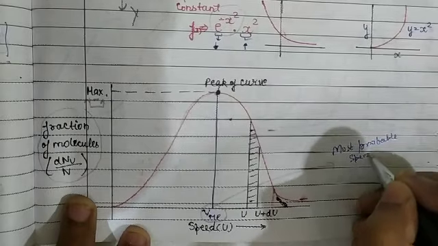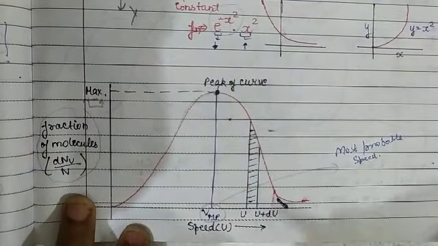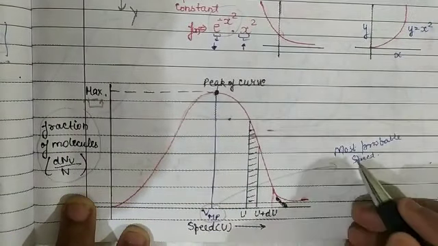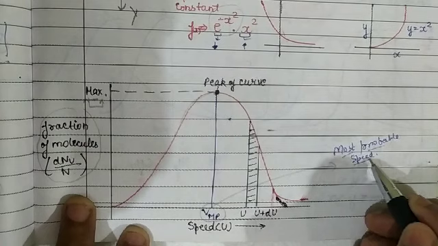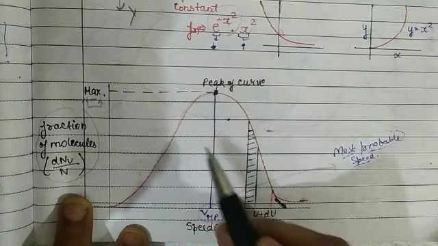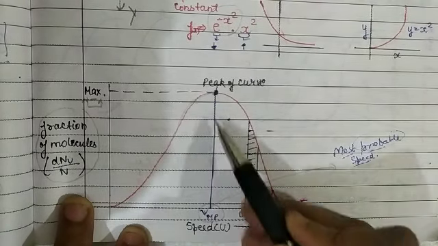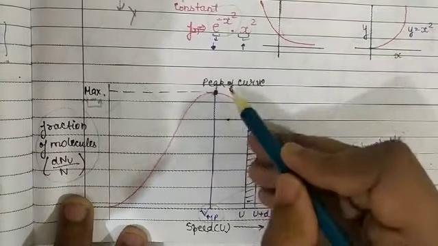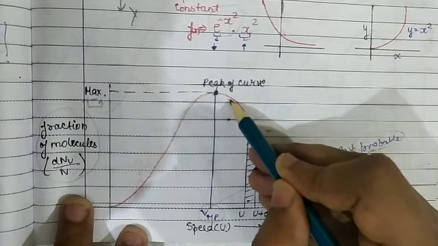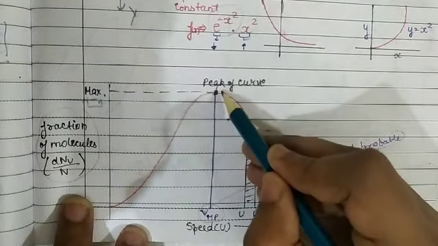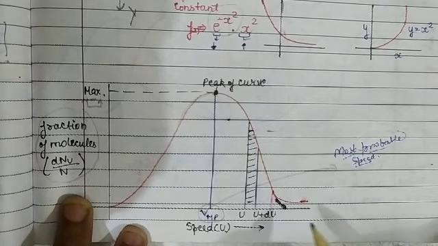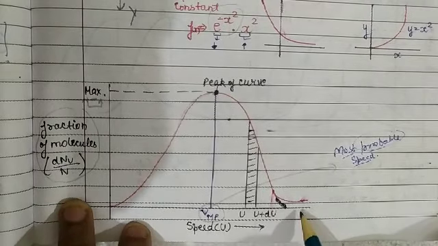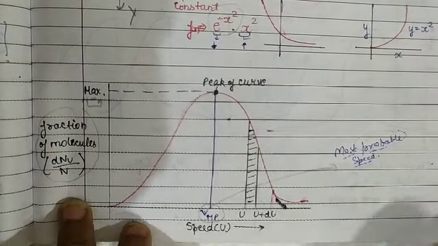It is the speed possessed by the maximum fraction of molecules. Therefore it is called most probable speed, since the probability is maximum. After the peak, with further increase in speed, the fraction of molecules starts decreasing but does not become zero. Therefore the curve will not touch the x-axis.